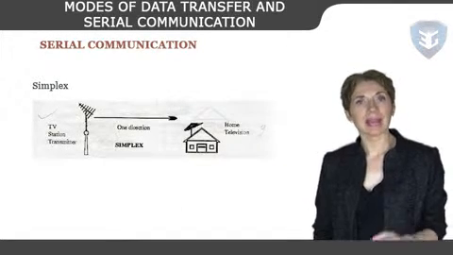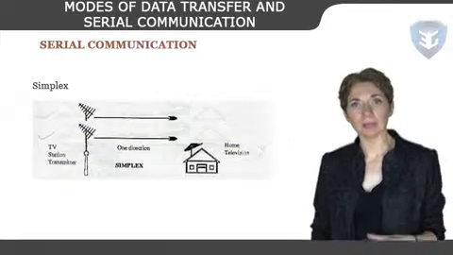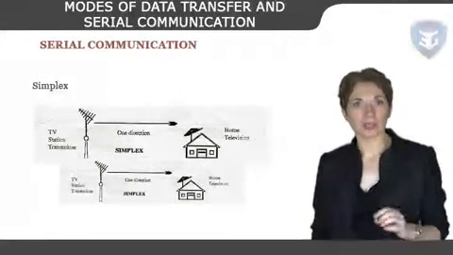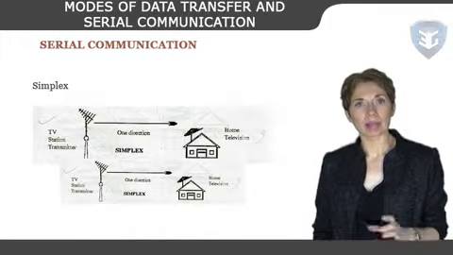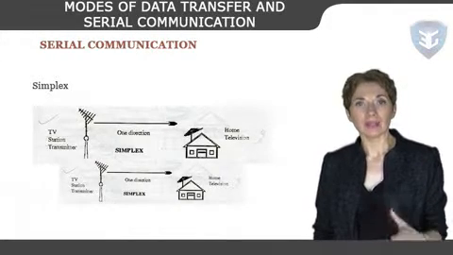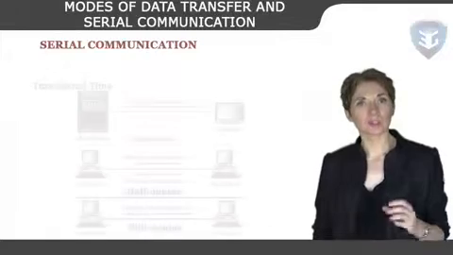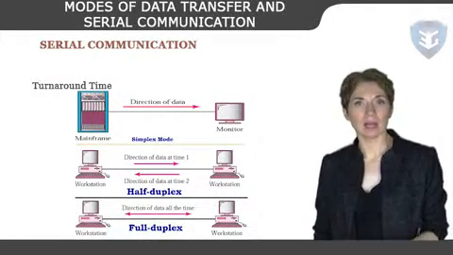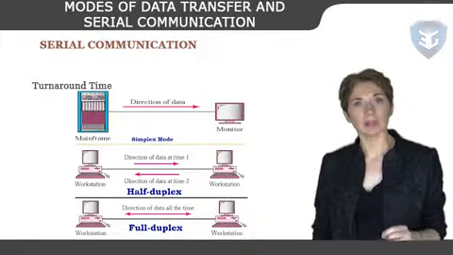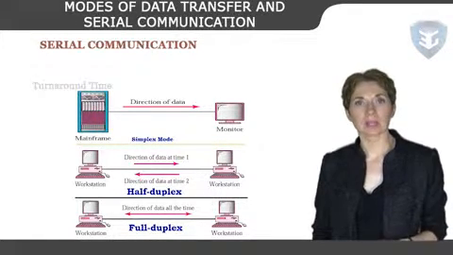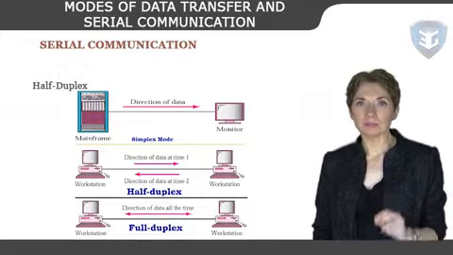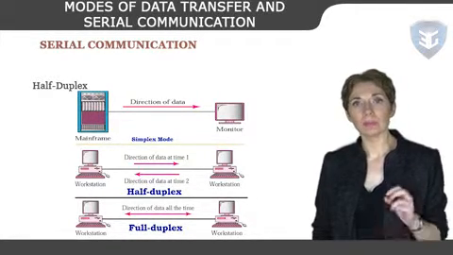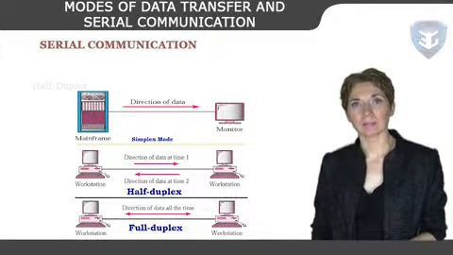Half duplex. A half duplex line is capable of transmitting in both directions, but in only one direction at a time. One modem acts as the transmitter and the other acts as the receiver. Turnaround time. The time required to switch a half duplex line from one direction to the other is called the turnaround time. Full duplex. A full duplex transmission system can send and receive data in both directions simultaneously.